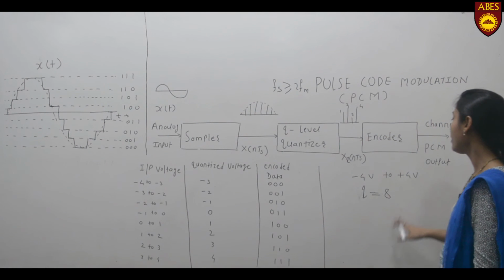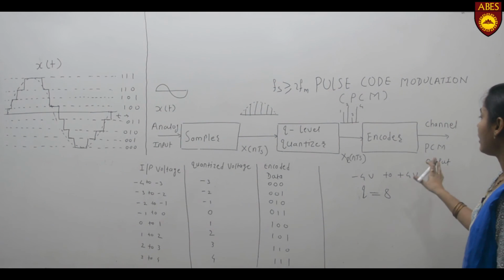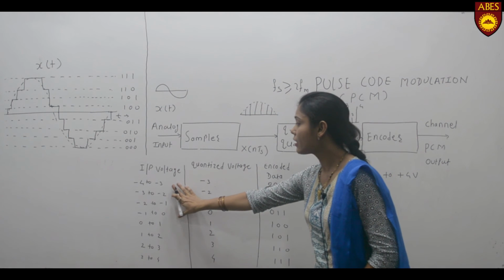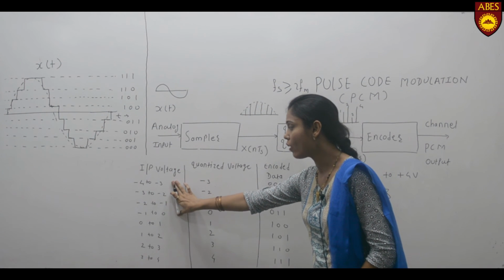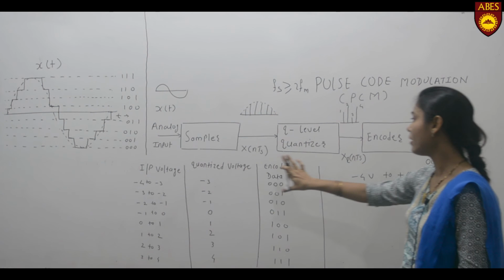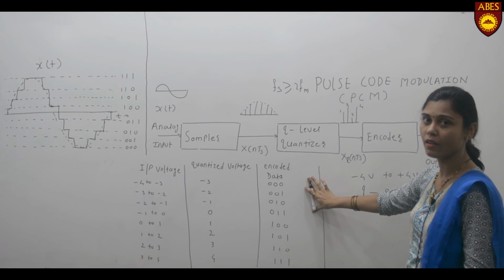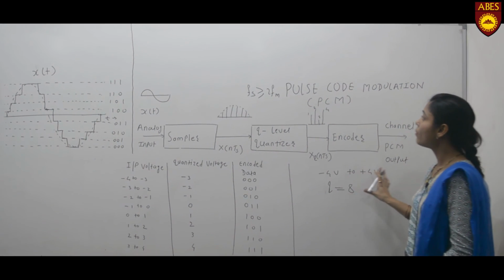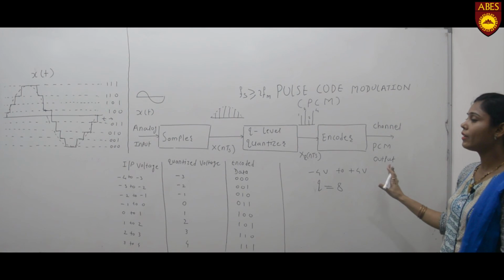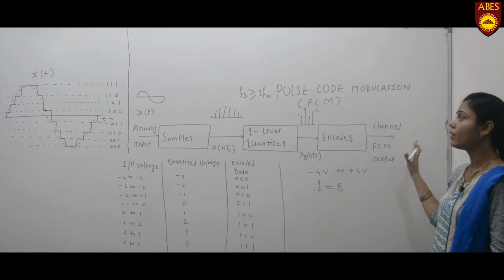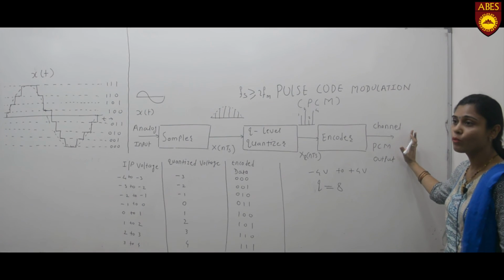So the input signal which has the voltage range is in analog form. Now this will be converted into digital data. So this is all about how data is converted from analog to digital with the help of the pulse code modulation system.